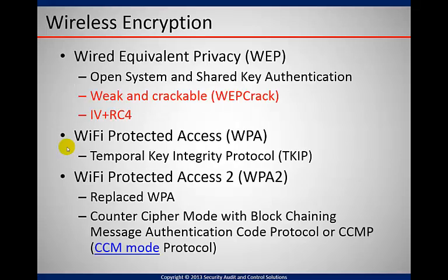Now, when we look at this, we can have wireless encryption such as WEP, Wired Equivalent Privacy. WEP uses open system and shared key authentication. It is weak and crackable using software like WEPCrack. It's based on the initialization vector and Ron's Code version 4, RC4, assumed to be Ron's Code because it was developed by Ron Rivest. There's a predictability, and it should not be used.